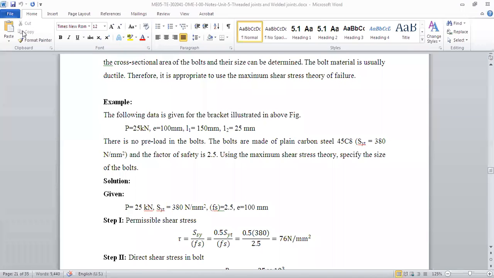I'm giving this 1 minute for any query if you guys have. Otherwise, I will proceed with the numerical.